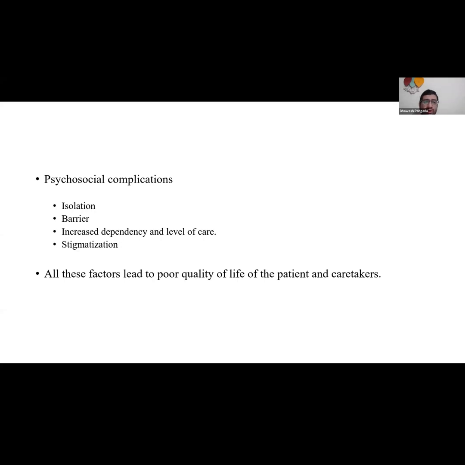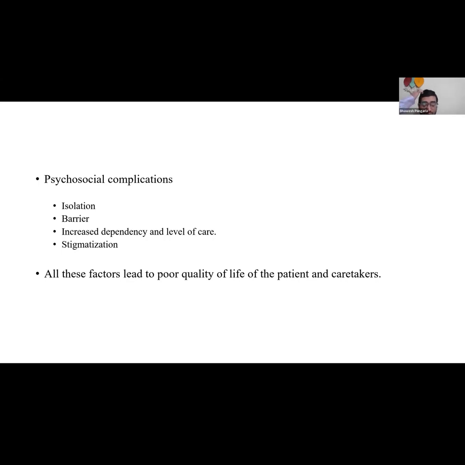Coming to the psychosocial complications, it can lead to isolation of the patient. The patients might not want to interact with other people because there might be a foul smelling oral cavity. So they might not be comfortable going out, which will lead to the isolation of the patient. It will also act as a barrier for socializing the patient. It will cause increased dependency and level of care.